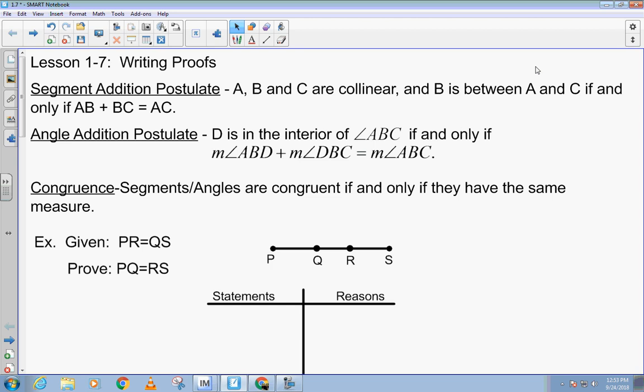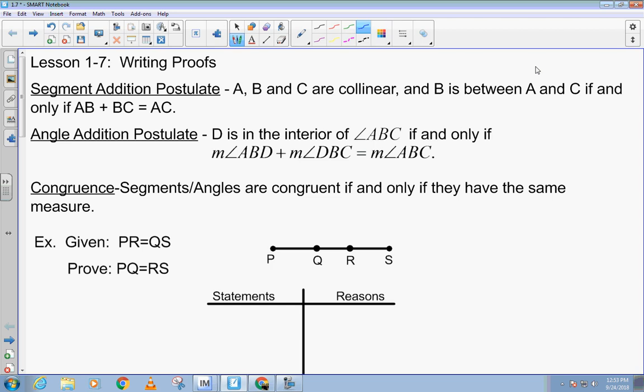And so today we're going to cover more that's actually in our lesson 1.7. But before we get started into that, there's a few things that I want to review. The first thing is the segment addition postulate. We talked about it and the angle addition postulate earlier on in the first part of this chapter. And remember, the segment addition postulate says that A, B, and C are collinear, and B is between A and C if and only if AB plus BC equals AC.